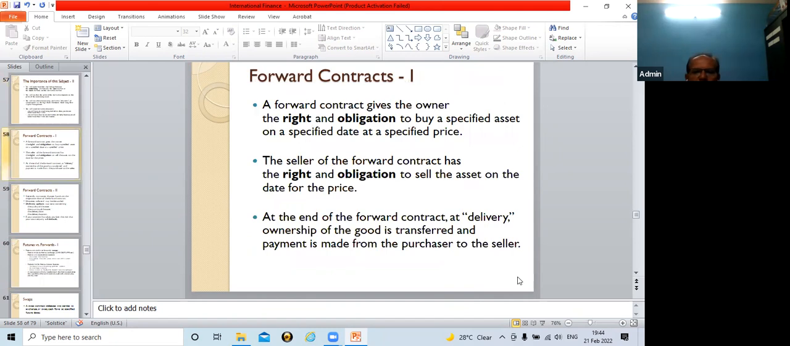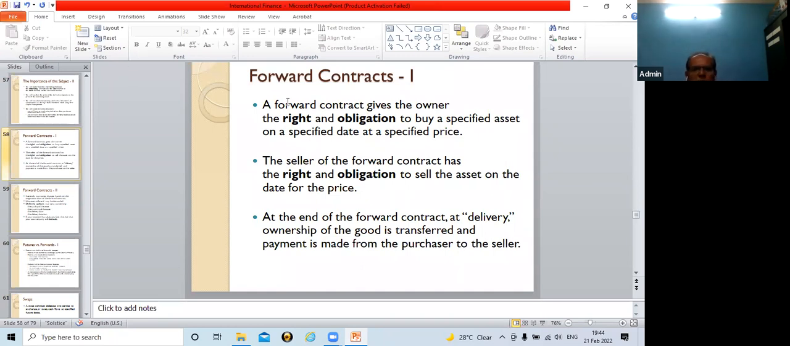After understanding this derivative, let us understand the forward contract, because as per our syllabus, we need to understand this derivative, forward. Yes, it is forward contract. Now what is it? The forward contract gives the owner the right and obligation to buy a specified asset on a specified date at a specified price. That is known as forward contract.